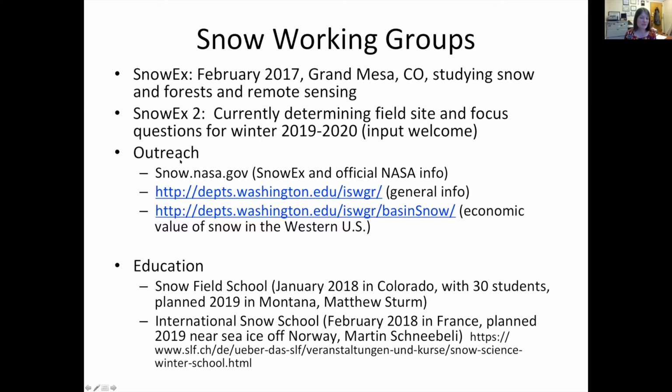In terms of outreach for these kinds of activities, NASA maintains snow.nasa.gov, which has all the SNOEX information and the official NASA information. I maintain what's called the ISWAGR website, which is International Snow Working Group for Remote Sensing, bad acronym, but here's the link. We also just recently posted on there an interactive website about the economic value of snow in the Western US, talking about how much water comes from snow and what that is worth in dollar amounts.